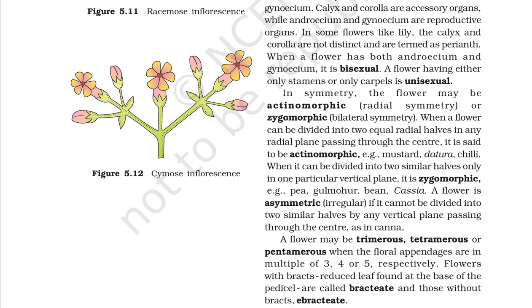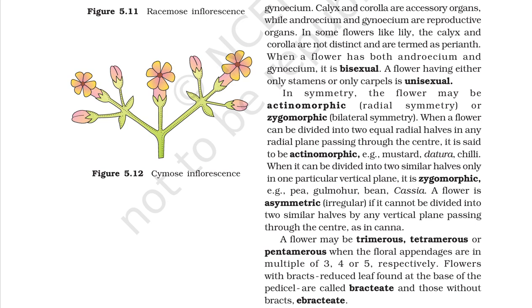When a flower can be divided into two equal radial halves in any radial plane passing through the center, it is said to be actinomorphic. Example: mustard, datura, chili. When it can be divided into two similar halves only in one particular vertical plane, it is zygomorphic. Example: pea, gulmohar, bean, cassia. A flower is asymmetric, irregular, if it cannot be divided into two similar halves by any vertical plane passing through the center, as in canna.